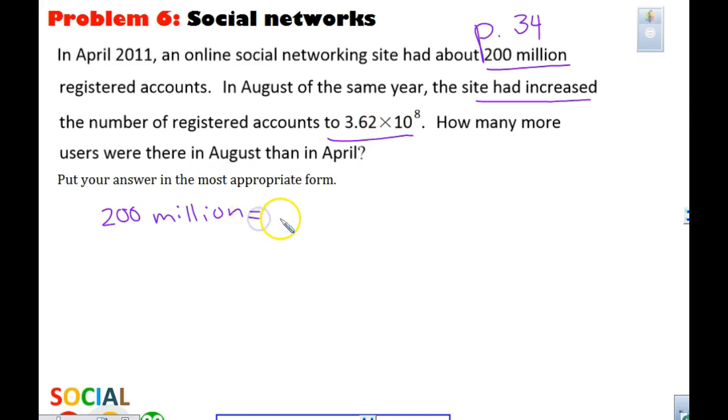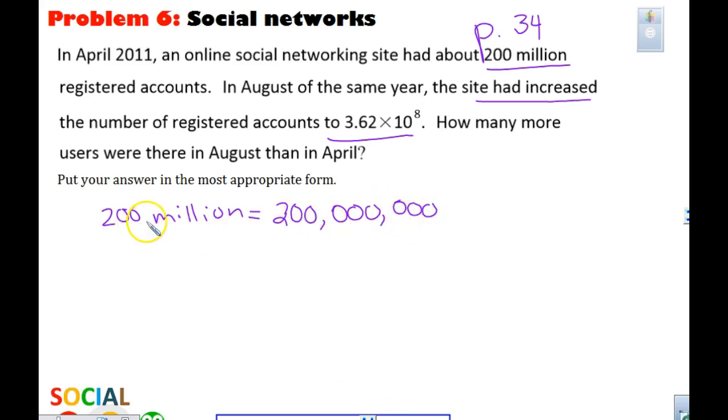So first off, 200 million. How does that look in scientific notation? Well, first, how does it look in standard form? 200 million looks like what? 200 with, how many zeros are we talking? 200 million. This is 200,000, right? 200 million. Does that make sense to everyone?